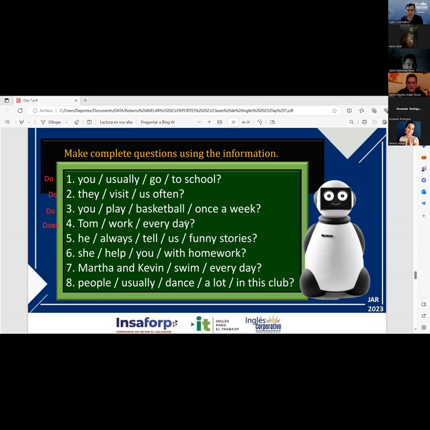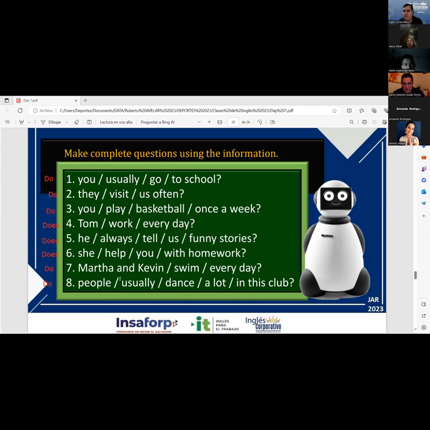Does Tom work every day? Does he always? Does she help you with homework? Marta and Kevin. Do Marta and Kevin swim every day? Do people usually dance a lot? Do people? Más porque de él, una persona. The people, gente. Él o ella.